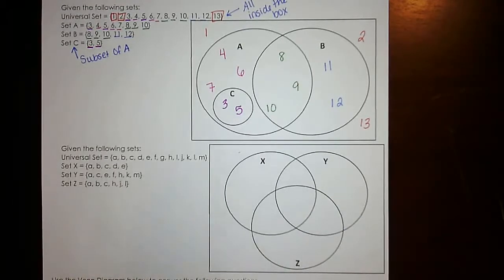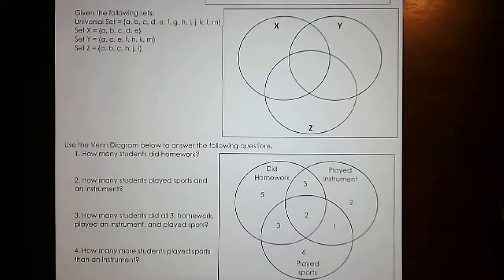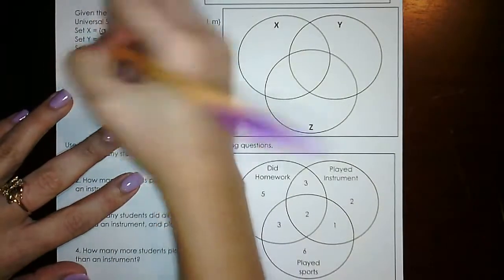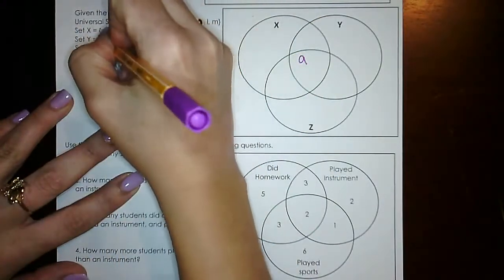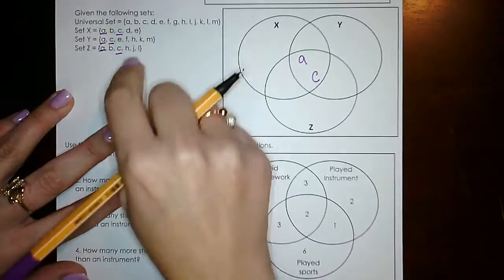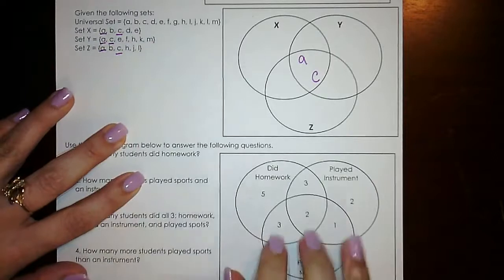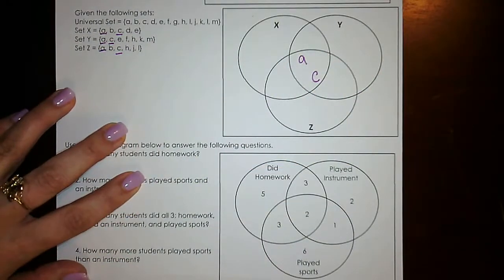Okay, well, what happens if I have 3 circles? Start with the very center and work your way out. Easiest way to go. So we want to find out what's in common in all sets X, Y, and Z. So there's an A in all of them. Not a B, but there's a C in all of them. And that's it.